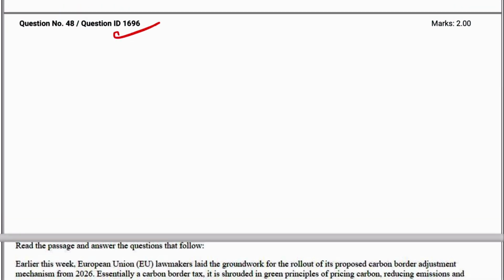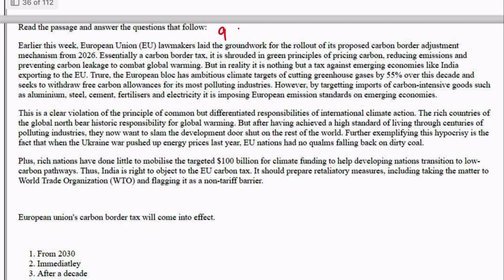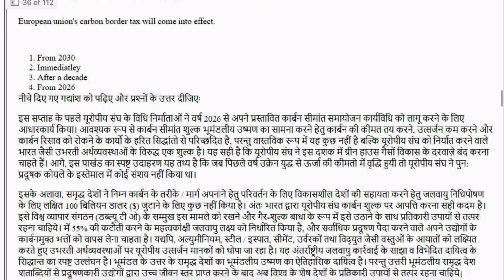Next is 96. Now you have to read this paragraph. Earlier this week, European Union lawmakers laid groundwork for the rollout of its proposed carbon border adjustment mechanism from 2026. So you can just read this paragraph. This is question number 96. European Union's carbon border tax will come into effect from 2026. We just read it. 4 is the answer.